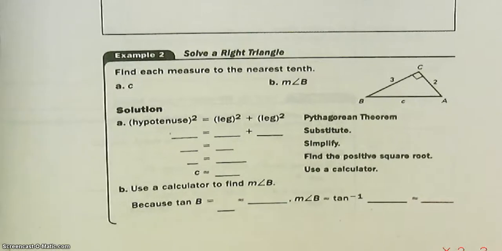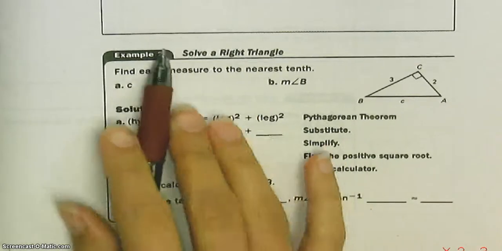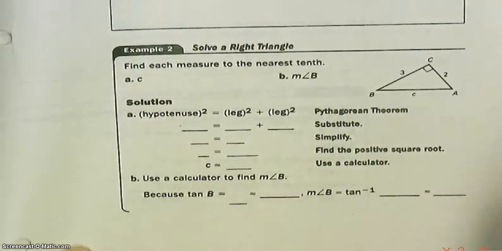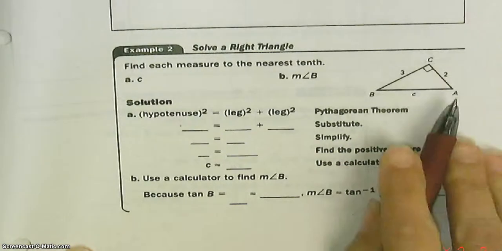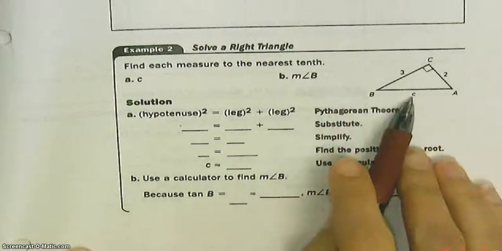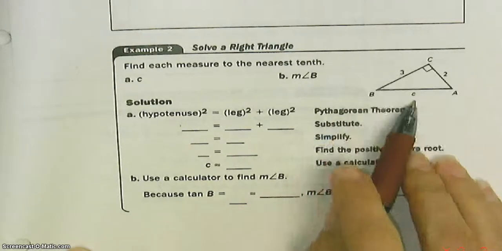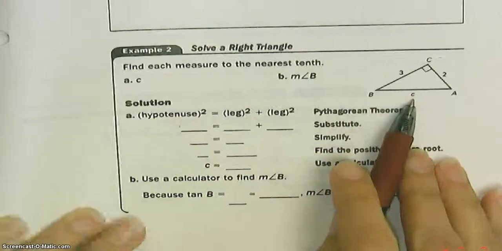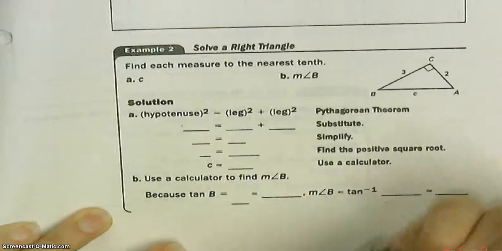Solve the right triangle. Okay, so remember, solving means find everything that's missing. So I need to find little c, and I need to find angle A and angle B. Well, we know how to find c. Look, they gave me two sides. I can use the Pythagorean theorem, a squared plus b squared equals c squared.